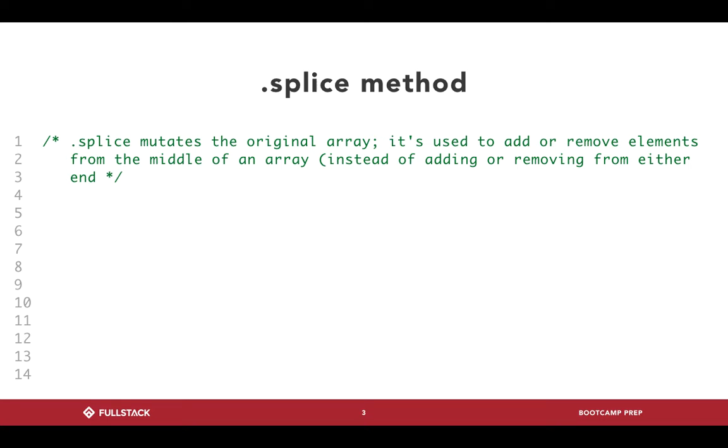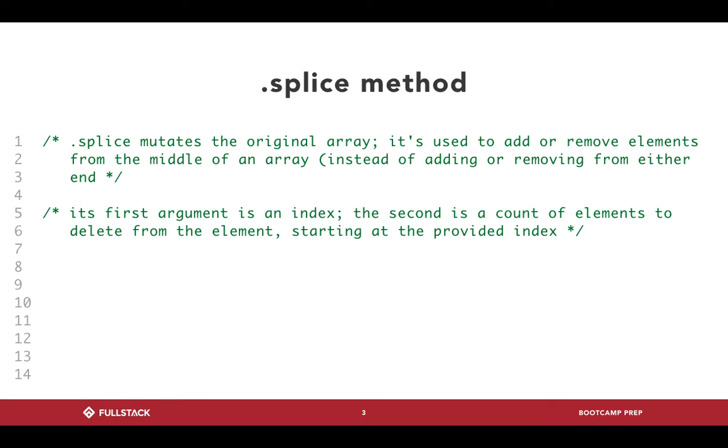Yesterday we had dot pop, dot push, dot shift, and dot unshift, and those basically allowed you to add or remove things from the beginning and the end of the array. Dot splice is very similar in the sense that it also adds or removes things from an array, but it does so from the middle of the array. So rather than doing it from the ends, we go through the middle.